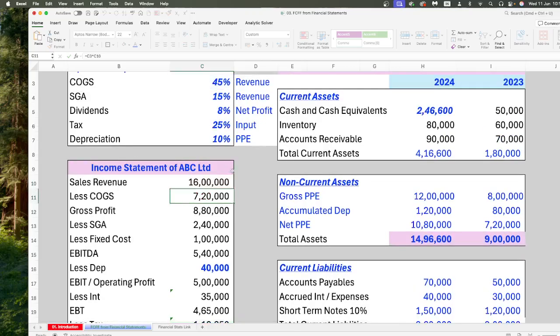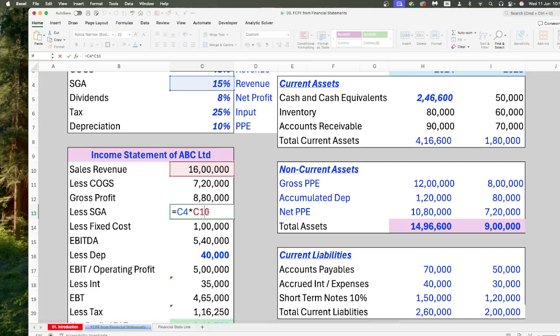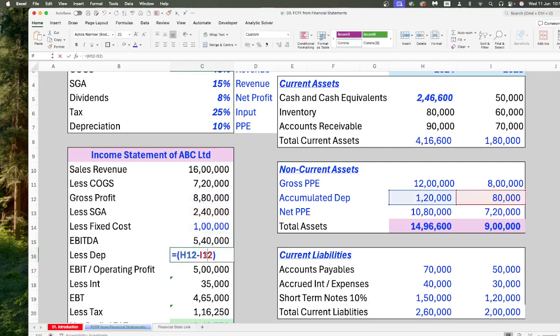So let's quickly go into the sales revenue at 16 lakhs, less 45% of the sales revenue as COGS, and gross profit at sales revenue minus the COGS, less 15% of the revenue as SGA, less the fixed cost, and we'll assume this as 1 lakh. We have earnings before interest, tax and amortization. EBITDA is 5,40,000.